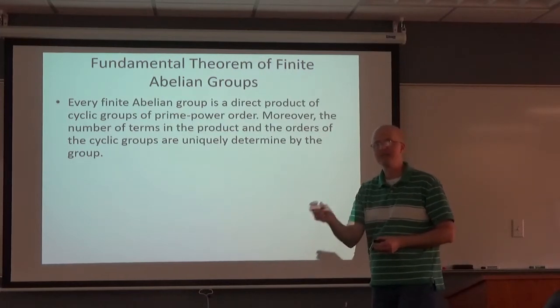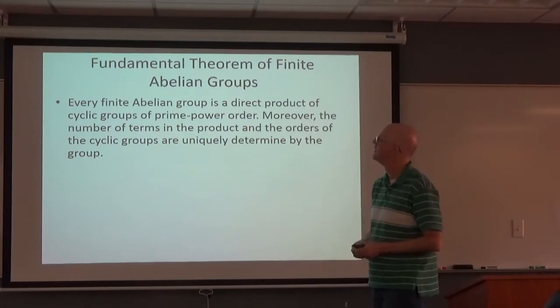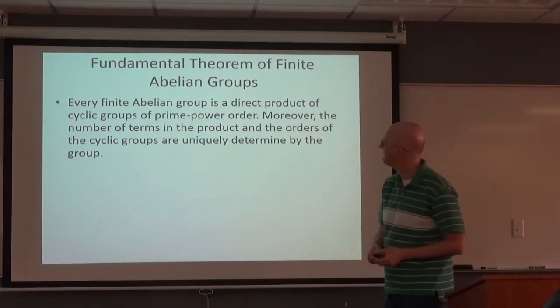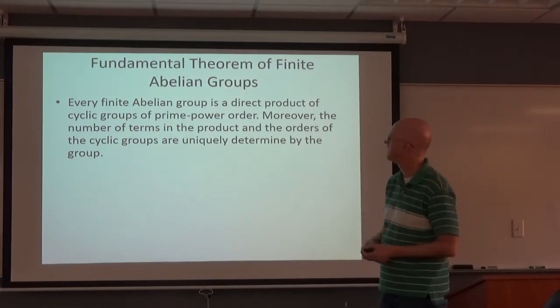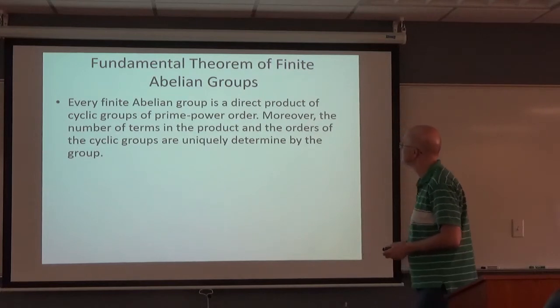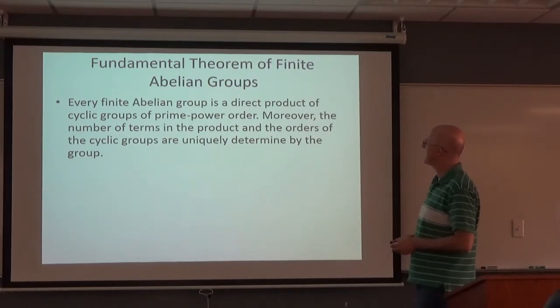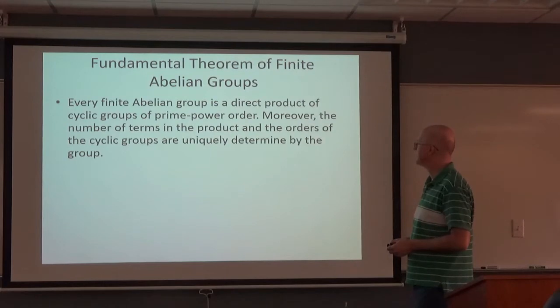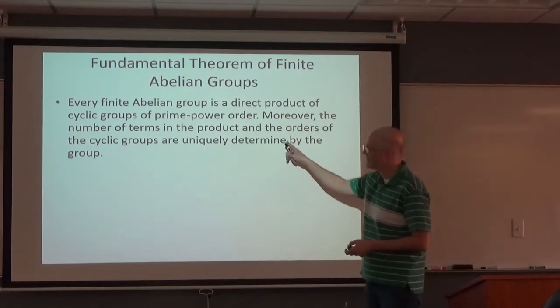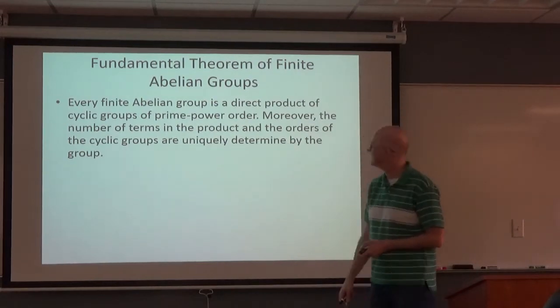Okay, so the factors in the direct product are cyclic groups whose orders are a power of a prime, based on the prime factorization of the order of the group itself. Moreover, the number of terms in the product and the orders of the cyclic groups are uniquely determined by the group. Didn't fix that typo. That should be determined, not determined.